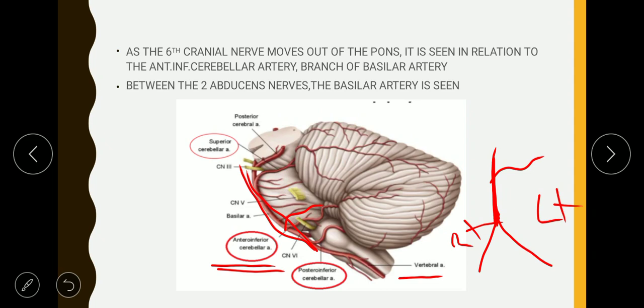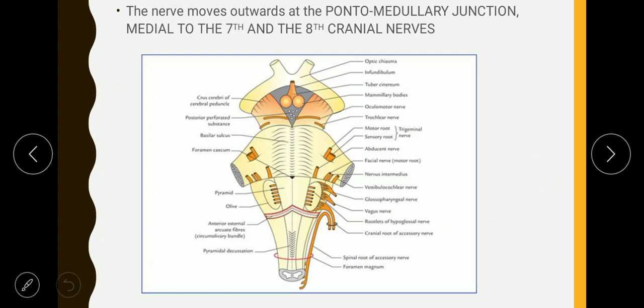The basilar artery is also seen in between the two abducens nerves. One abducens nerve is seen here, the other abducens nerve can be seen on the other side, and the basilar artery is seen in between them. This point has already been told: the nerve moves outwards at the pontomedullary junction medial to the 7th and the 8th cranial nerves.